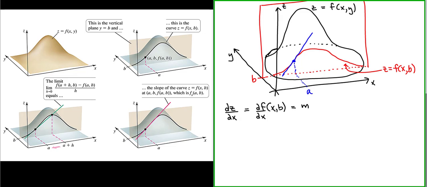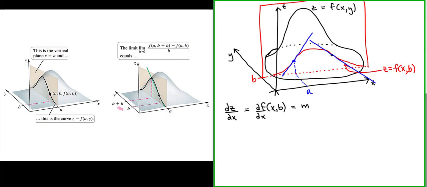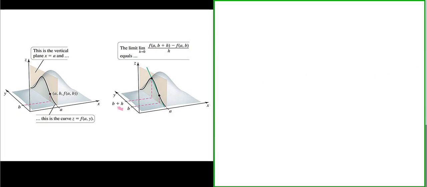If we take a different point on this curve of intersection, we may have a different slope. But this is still found by evaluating the partial derivative of z with respect to x. Well, now, what if we want to treat x as a constant and find the partial derivative of our function with respect to y? Let's see what that looks like by drawing another sketch.